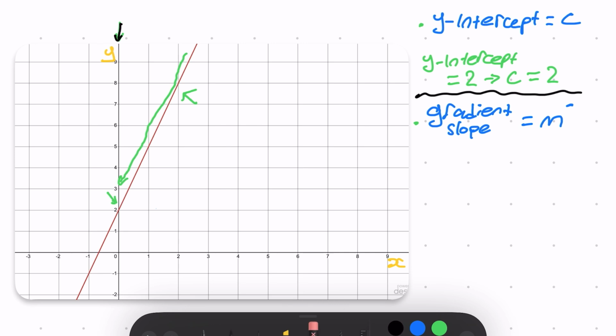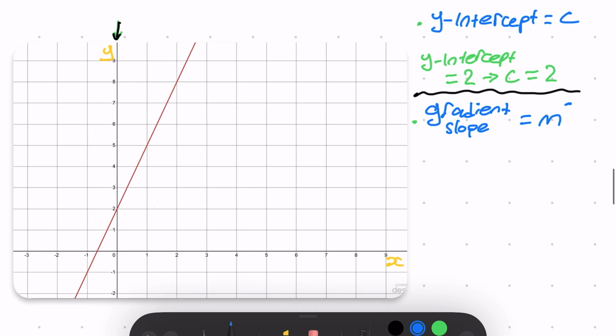But what about our gradient or our slope? This one is a bit more tricky. There's a bit more to think about with this one. The first thing I want you to recognize is where this line travels up. I want you to find places where it interacts with both horizontal and vertical lines. For example, at this point here, it just interacts with a horizontal. But here it interacts with a vertical and a horizontal. So these are the points that we want to worry about.